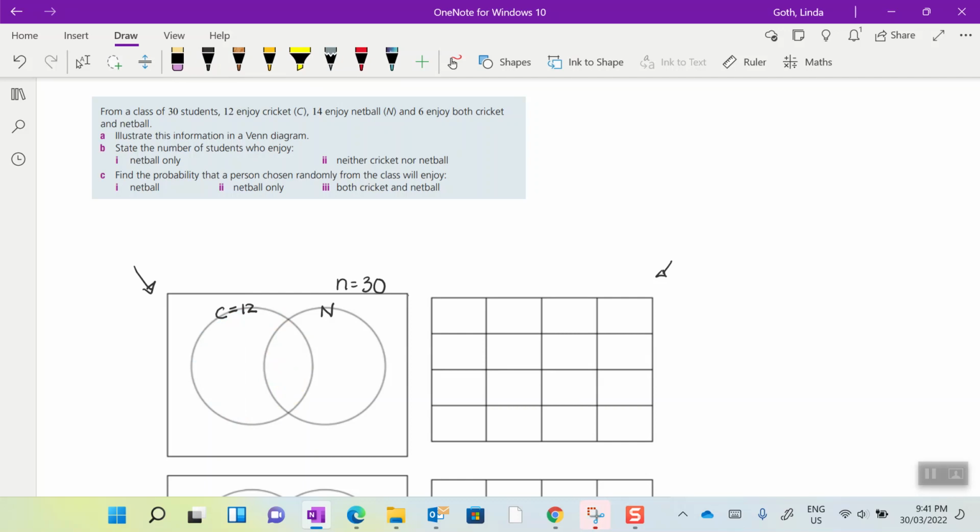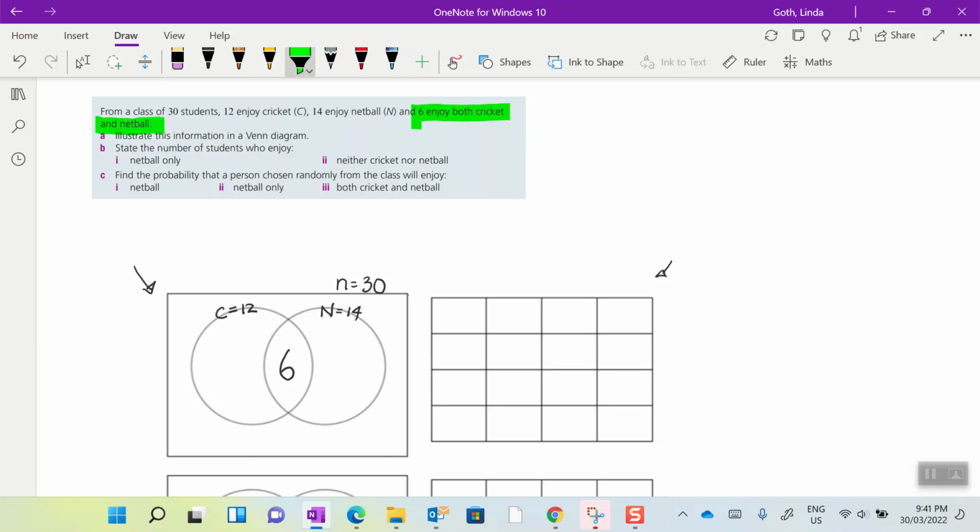Similarly, 14 people enjoy netball, so I'm going to write n equals 14, and that tells me that the number in this part of the circle plus the number in this part of the circle are going to add together to give 14. So let's make sure we can do that. The key here is that it tells us that 6 enjoy both cricket and netball, and that tells us that the number 6 is in here.